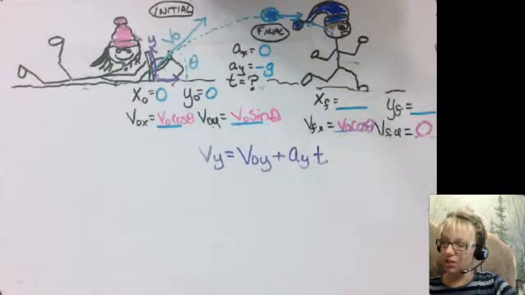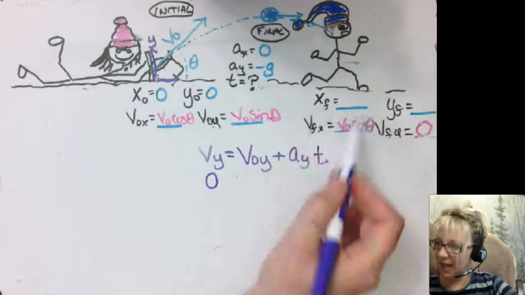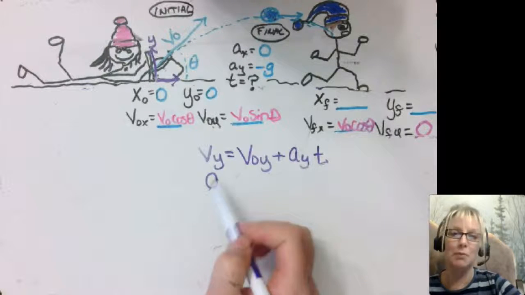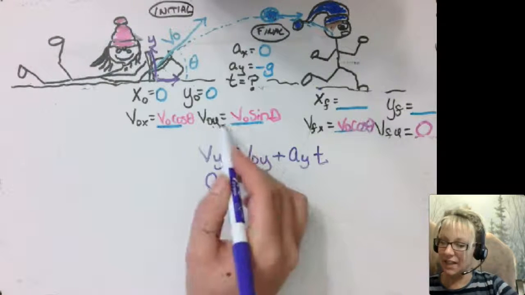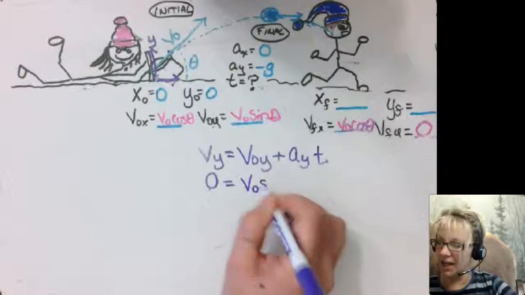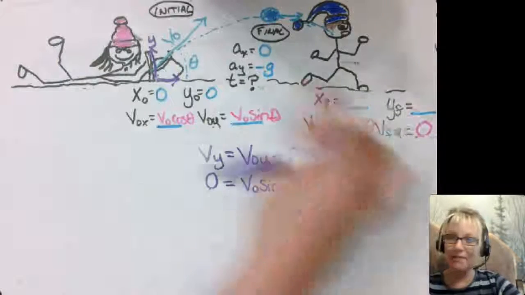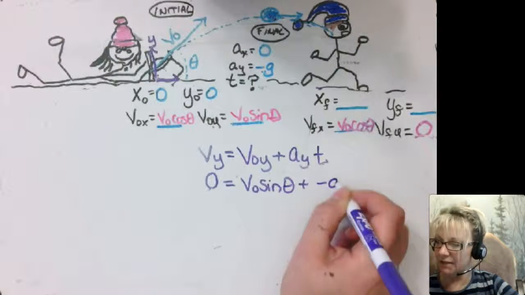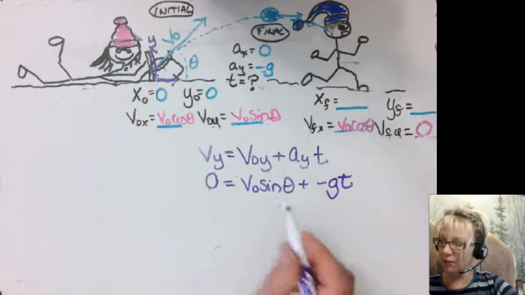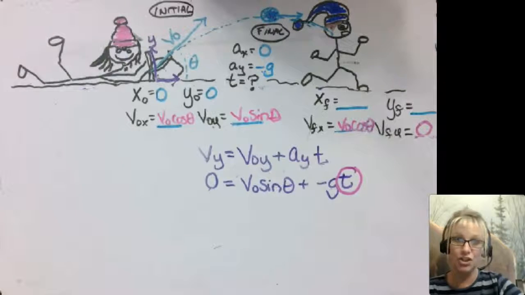So now all we're going to do is plug in our values. The final velocity in the y direction is 0. I'm just taking these values and plugging them in. Remember, when I rewrote these equations, I just left off the little f's. The initial velocity in the y direction is v naught sine theta. This is not physics, this is basic algebra, where I'm taking my values that I know and plugging them in. Acceleration in the y direction is negative g, and time is what we're looking for. So now we're going to solve for time, because that was the question we're dealing with.